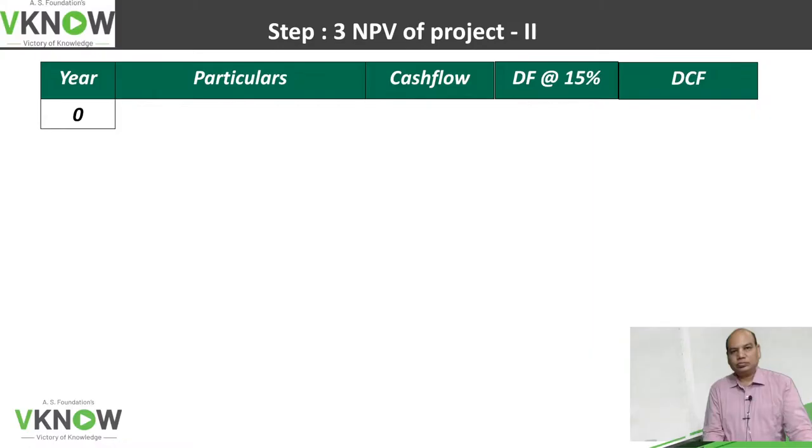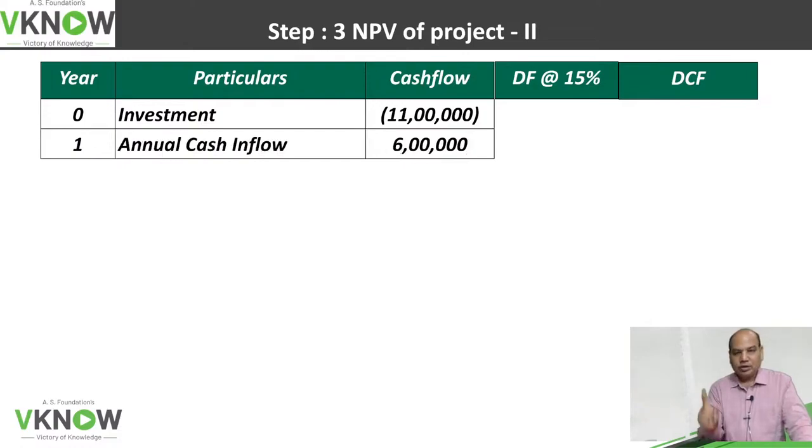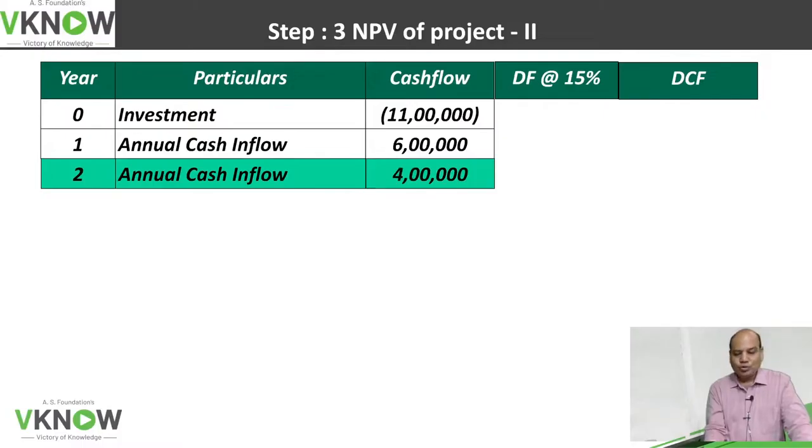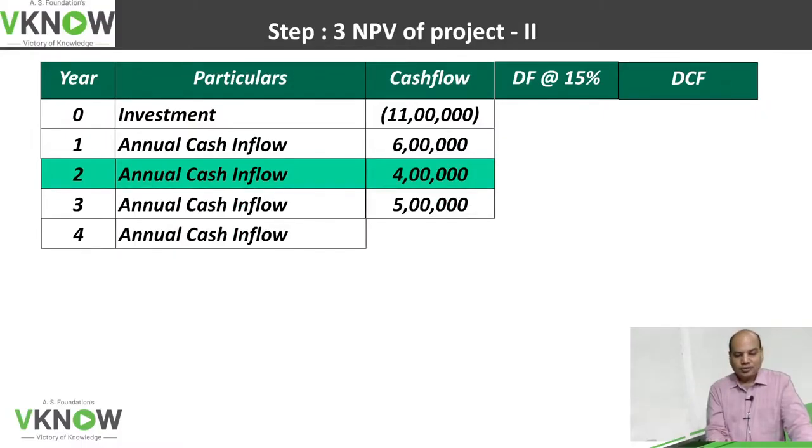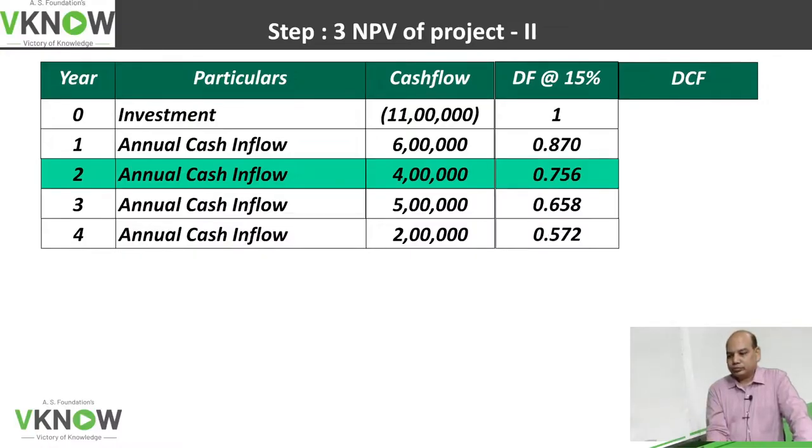Year 0, investment required 11 lakh. Year 1, annual cash flow 6 lakh; year 2, 4 lakh; year 3, 5 lakh; year 4, 2 lakh. Use the factor now at 15%: 1 divided by 1.15 equals 0.870, then 0.756, 0.658, 0.572. Now please multiply cash flow and discounting factor and give me the total.